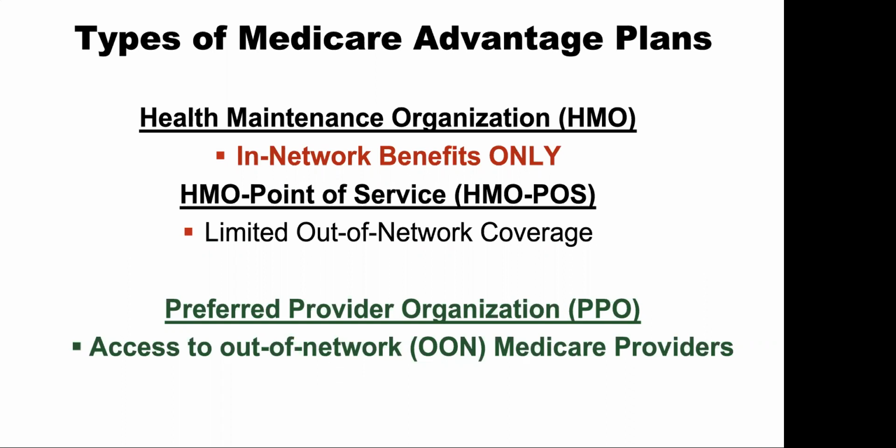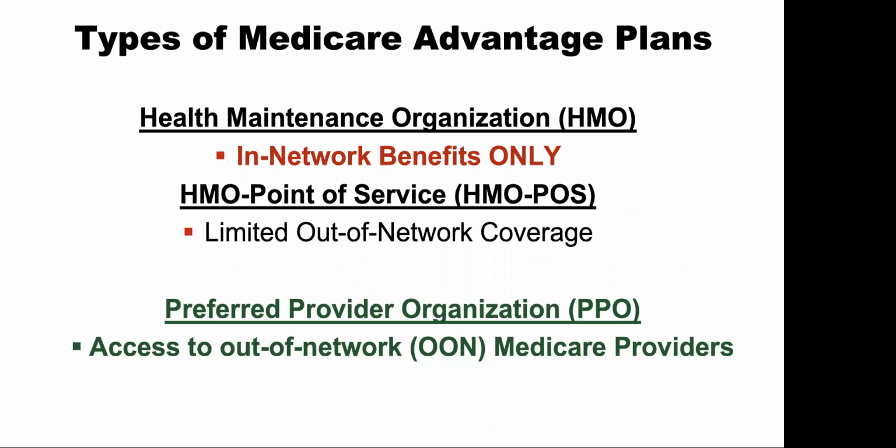The other form of Medicare Advantage plans are the preferred provider organizations, or PPO. These are much more flexible than HMOs because they allow you to go out of the network and you can see any doctor that accepts Medicare, but you will typically pay more in the form of higher copays.